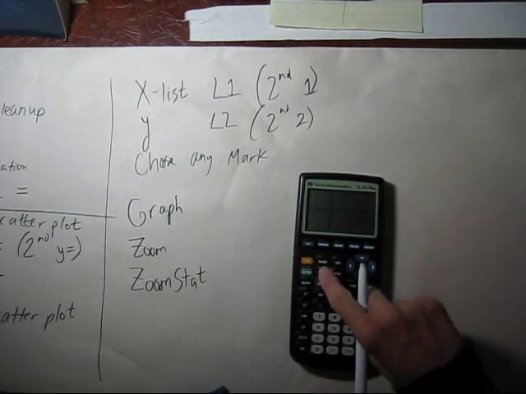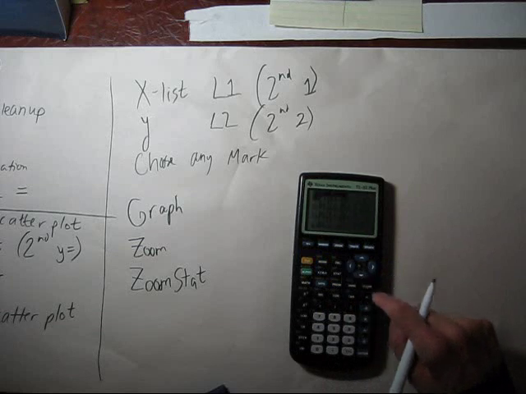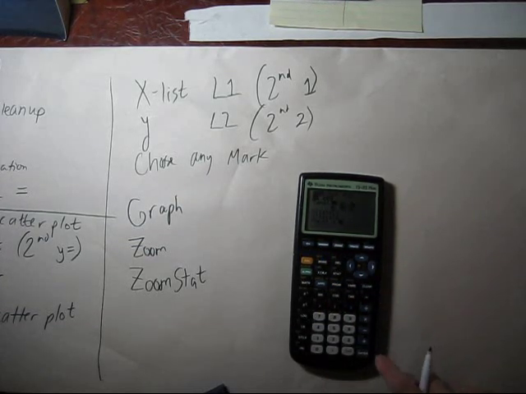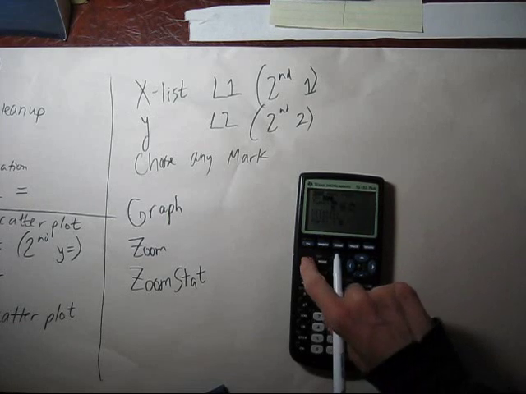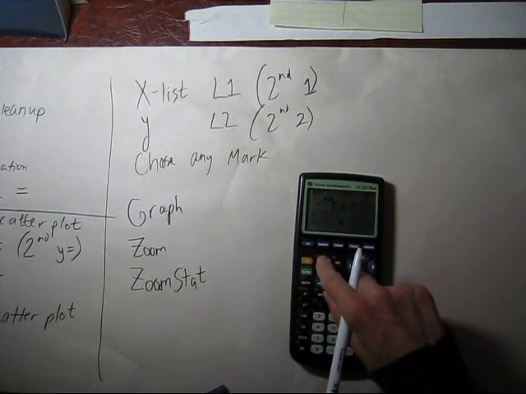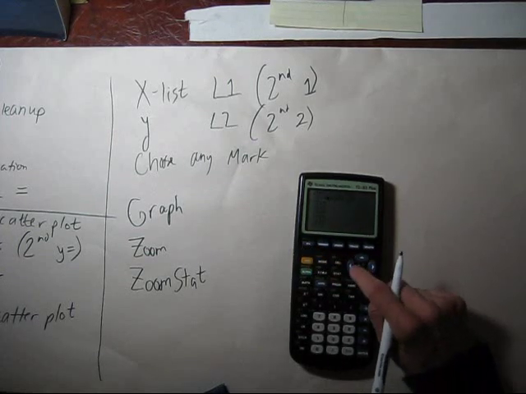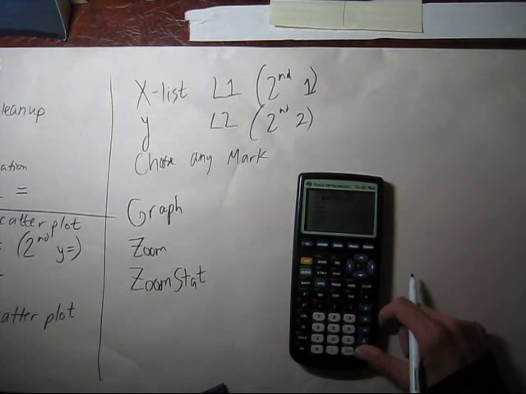And when you're done, I would go back into stat plot, go into plot 1, turn it off. So you highlight off and hit enter. And then those points won't show up every graph you do. In the future, if you want to turn your y equals back on, highlight the equals again and hit enter.